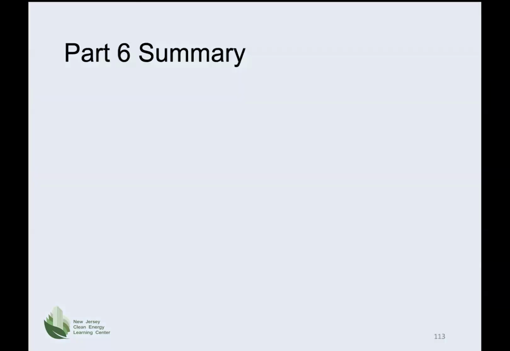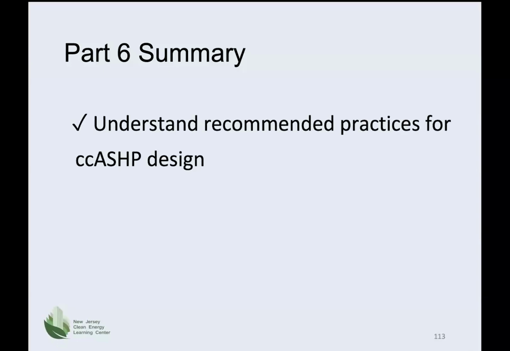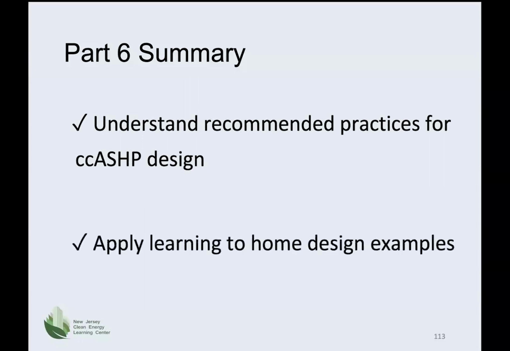In part 6, we learned about the recommended practices for cold climate air source heat pump design, including understanding the customer's preferences and their current system, and performing accurate load calculations, as well as determining an optimal system design. We applied what we learned to some example home designs, keeping in mind that we want a right-sized system suited to the specific needs of each home and homeowner.